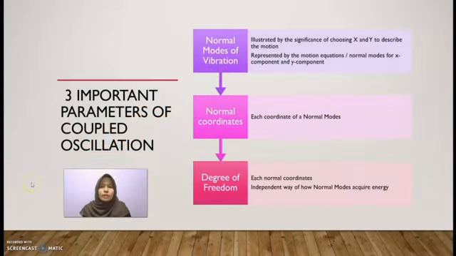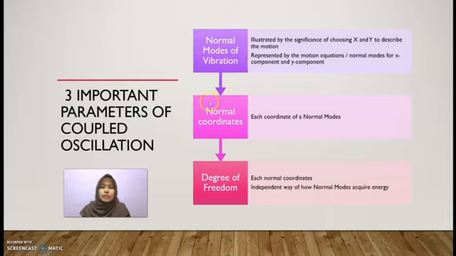So now I will continue with the second subtopic in coupled oscillation, which is three important parameters of coupled oscillation. The first one is normal modes of vibration. Normal modes of vibration are illustrated by the significance of choosing X and Y to describe the motion, and they are also represented by the motion equations, or normal modes, for the X component and Y component. So basically, a vibration involving only one dependent variable we call a normal mode of vibration.